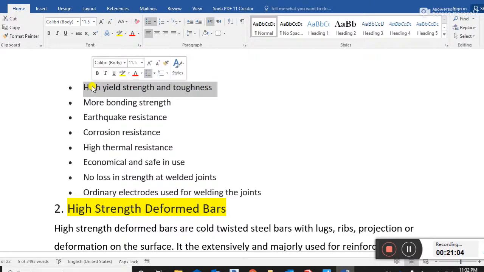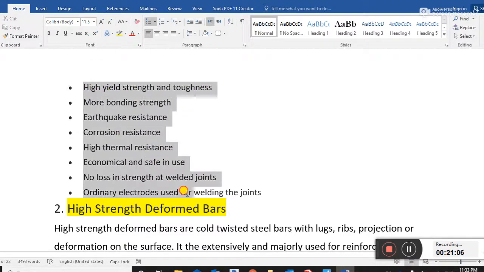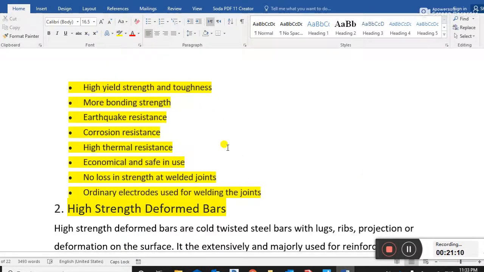These properties belong to deformed steel rebars: more bonding strength, earthquake resistance, corrosion resistance, high thermal resistance, economical and safe in use, no loss in the strength at the weld joint. Ordinary electrodes are used for welding the joint.